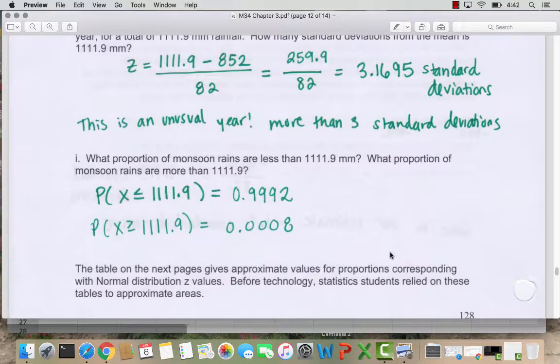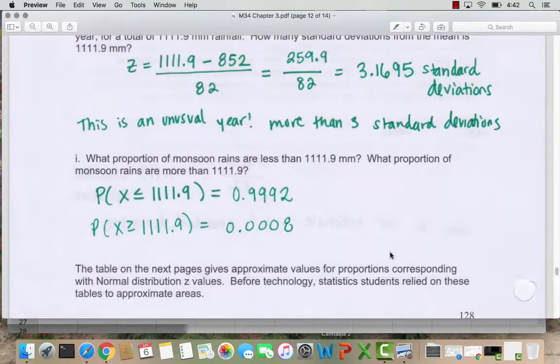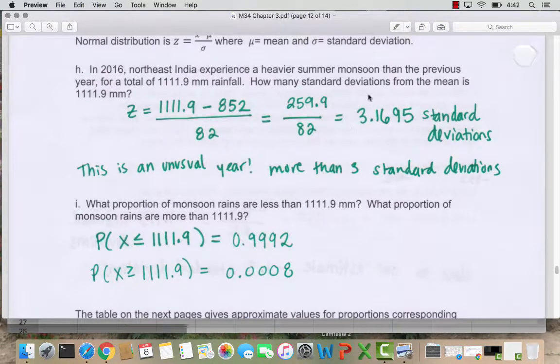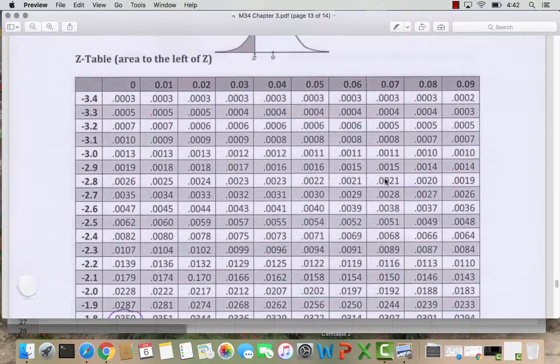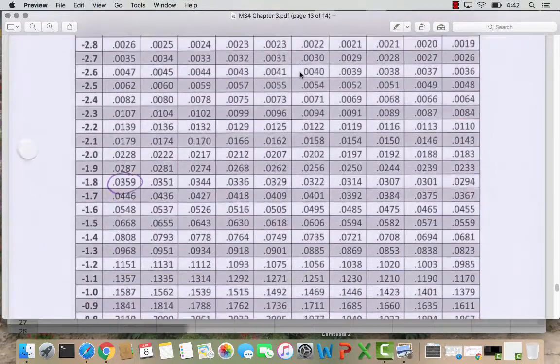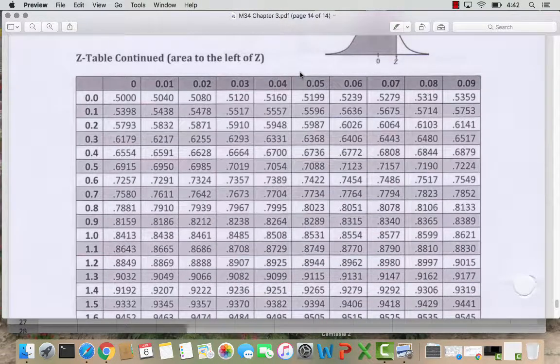So before StatCrunch, students carried around tables with the normal distribution values in it. And so I put those in the next page. You can always use those. So here our z-score is 3.1695. So if we come look that up, the first page are negative z-scores, less than the mean. And the next page are positive z-scores, higher than the mean.